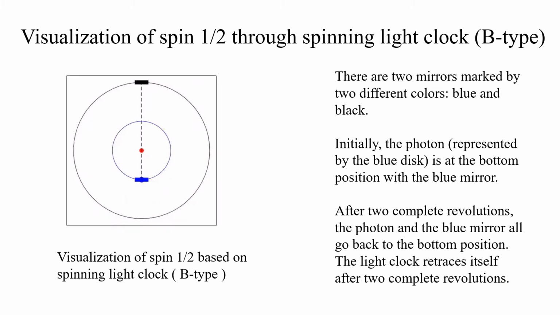Here we show how to visualize spin half through a B-type spinning light clock. Initially, the photon is here at the bottom position, and then the light clock starts spinning. Next step, we will have half a revolution. Here, half. And the next step, we will have 1 complete revolution.